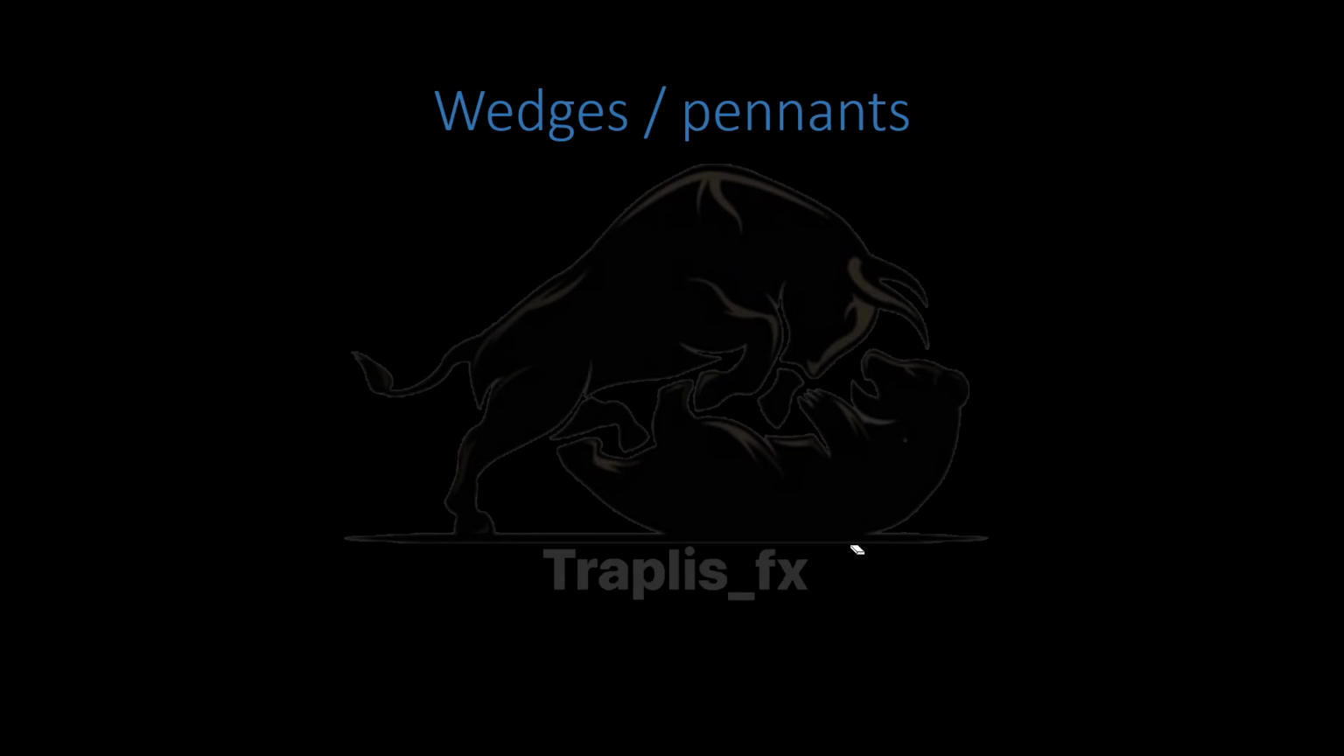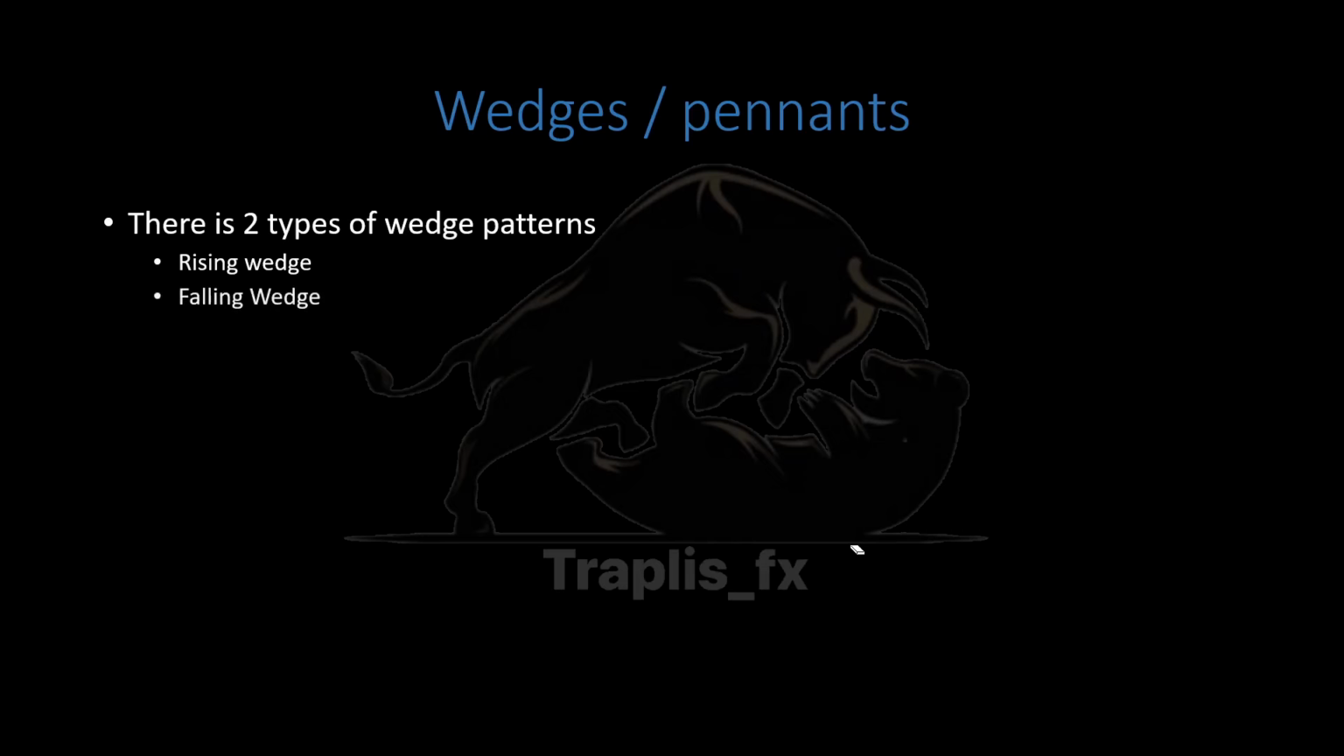Now we have wedges or pennants, whichever you call them, it doesn't matter. There are two types of wedges: the rising wedge and the falling wedge. So this is how the rising wedge looks. Price is going to be pushed by a resistance and a support.